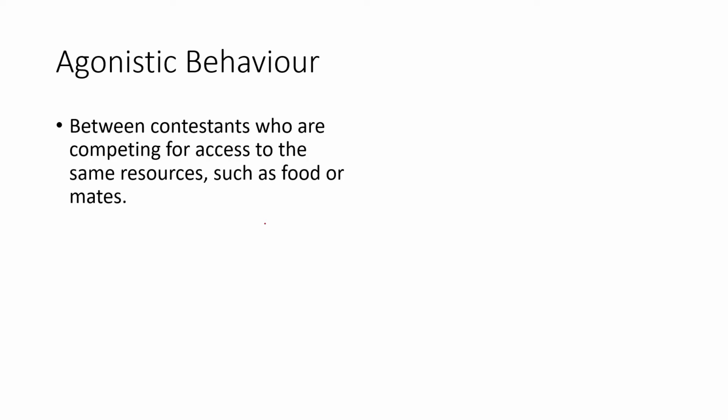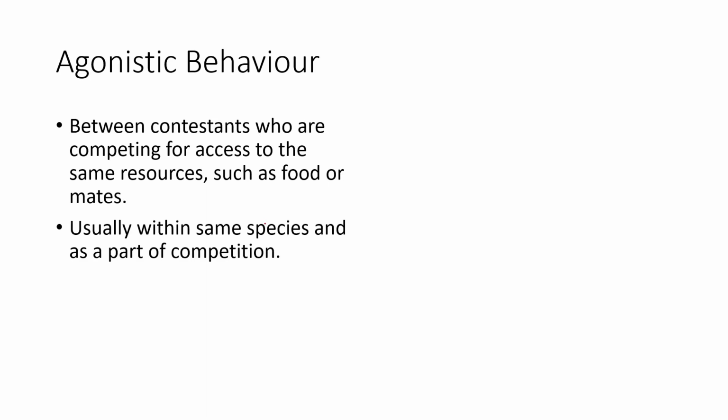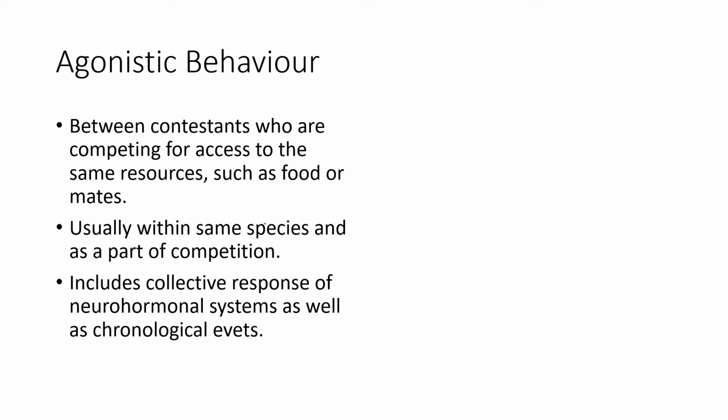So we'll start with agonistic behaviors, a kind of behavior related to competition or stress, usually aggression. Agonistic behavior is usually between contestants, that is, within a competition, which can be for a food resource or for a mate. It is usually within the same species, but can also be multi-species interaction. It usually includes collective responses of neurohormonal systems and chronological events, as in it depends on the neurohormonal axis of aggression.